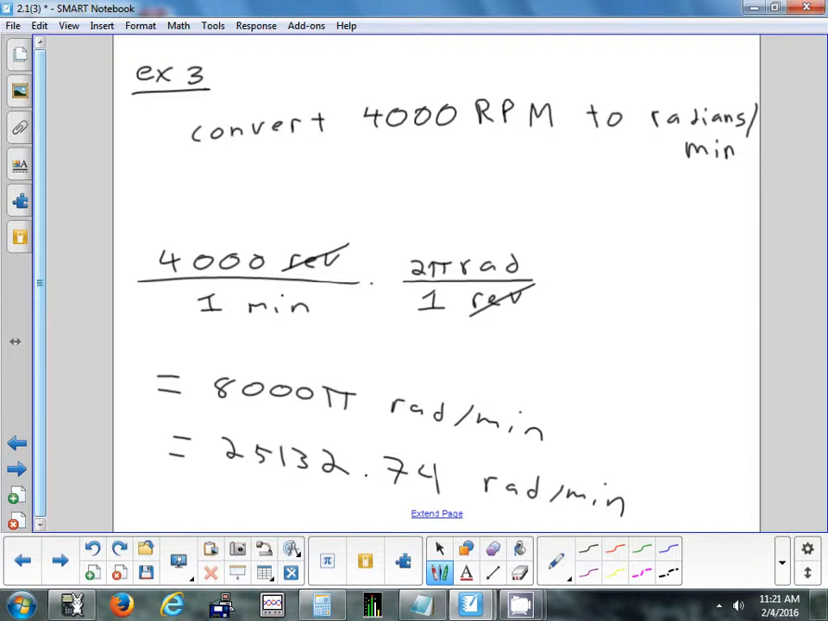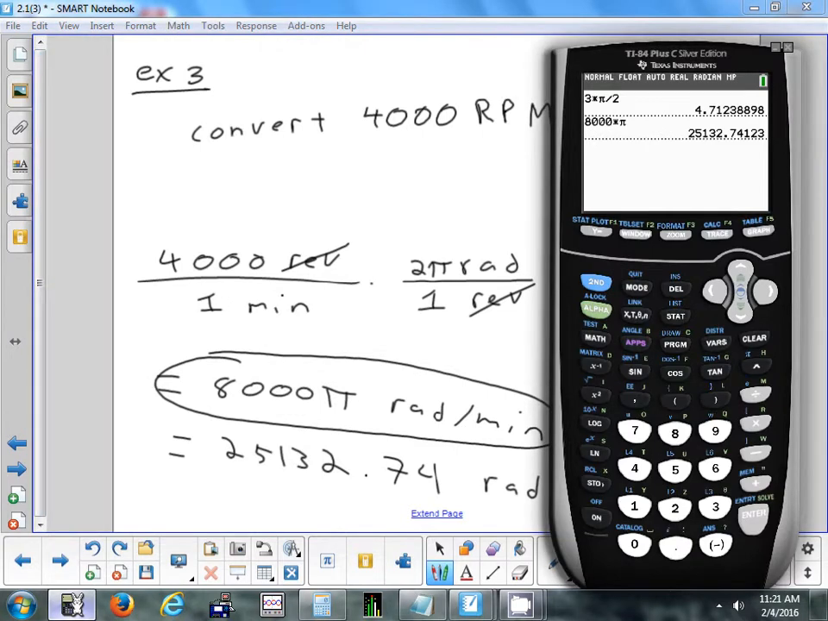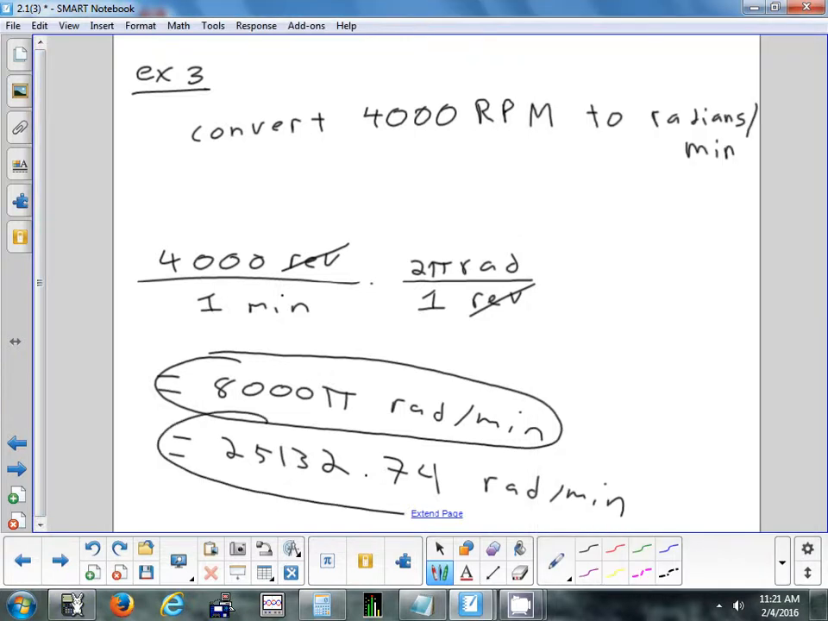So is this top one an exact answer, or is it an approximation? The top one is exact. This is an exact answer, 8,000 pi. Once you type in the pi button and then round it off to 0.74, 0.74 is not really the answer. We've rounded it. So this bottom one is an approximation. If they ask for exact answers, you've got to write the top one. Approximate, you can write the bottom. Any questions on that?